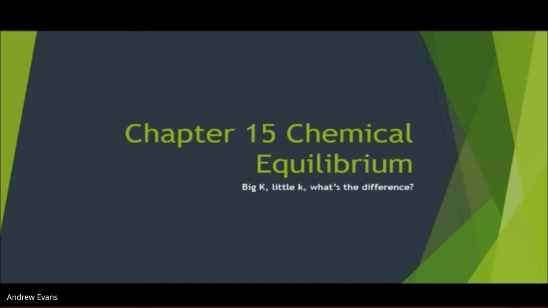So, chapter 14 was all about kinetics, all about reaction speed. Chapter 15 is all about a new concept called chemical equilibrium. We've seen this a bit. We've heard the term equilibrium before, but maybe we've not quite gotten a full picture of what this actually is.